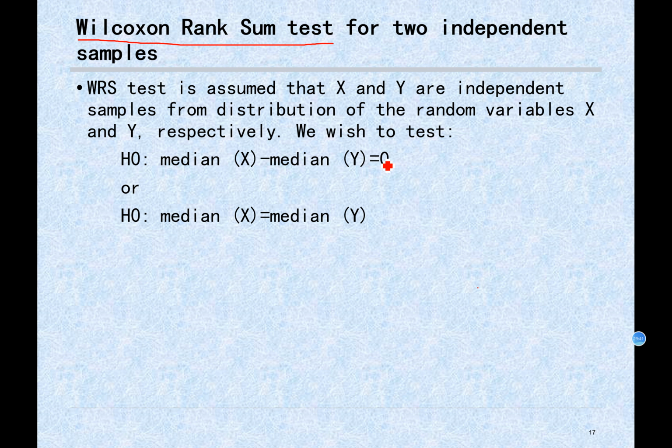We have mentioned that if you can find some keywords such as before and after, matched or paired, that should be paired samples. But if you cannot find this kind of keywords, that must be independent samples. So it's the same here.